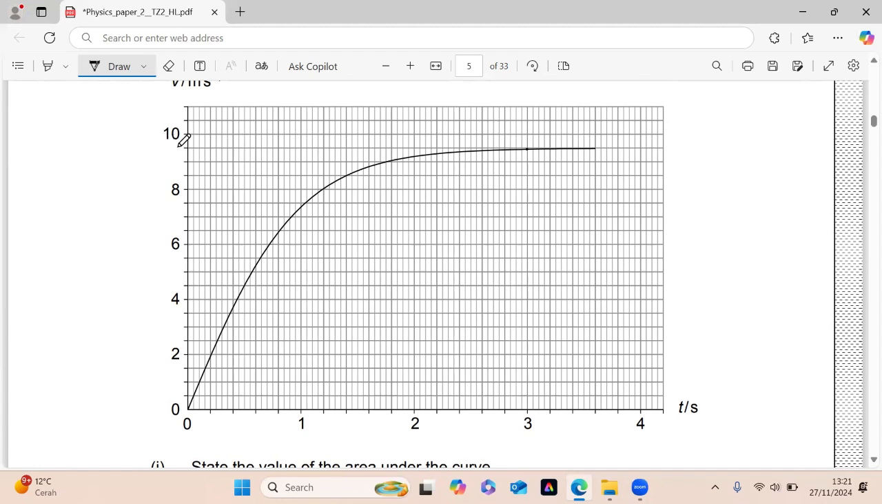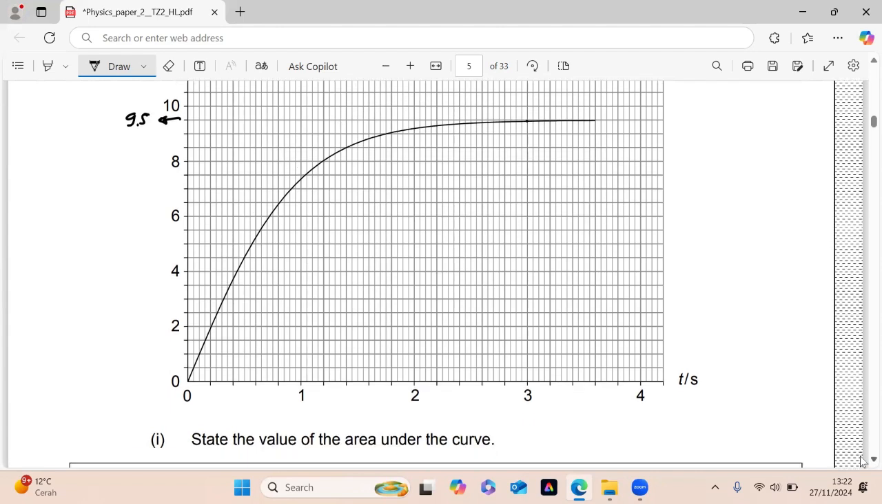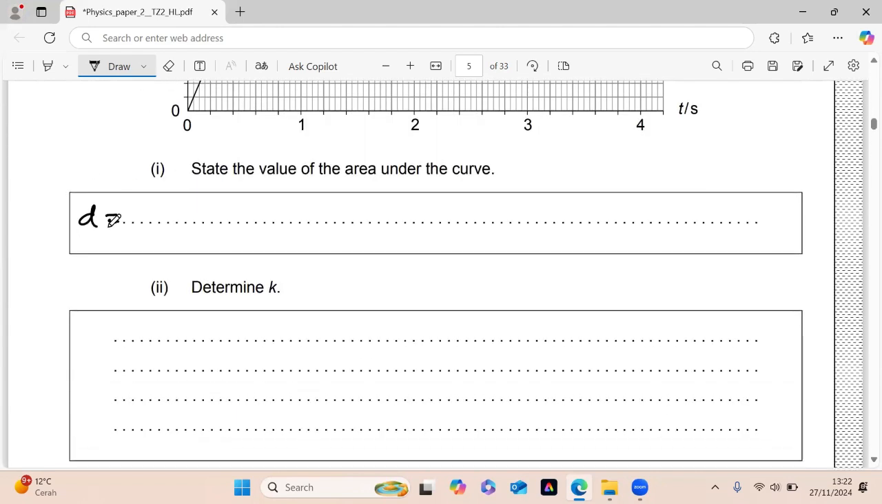This is 9.5. Okay, so displacement equals 9.5 times 3, equals 28.9 meters. Or you may round it, becomes 29 meters.